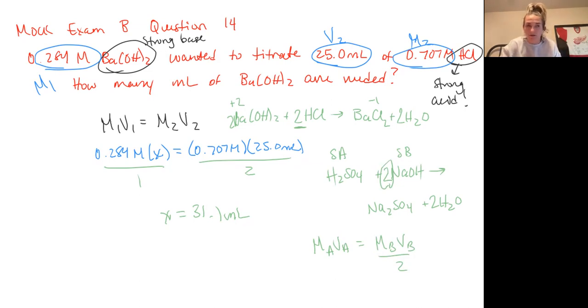Okay, what questions do we have for this one? Feel a little bit more comfortable with titrations? Yep, perfect, Blake. So if H2SO4 for whatever reason had a coefficient of 3, then we would divide by 3. Yep, perfect.